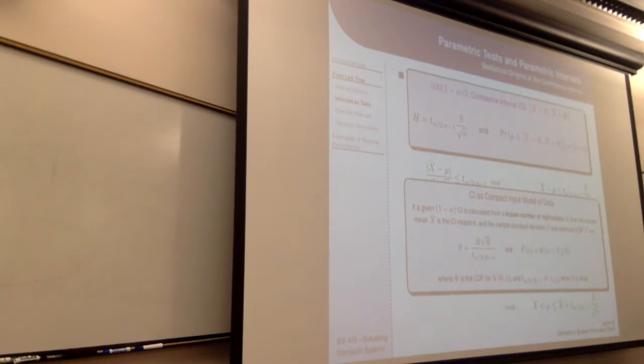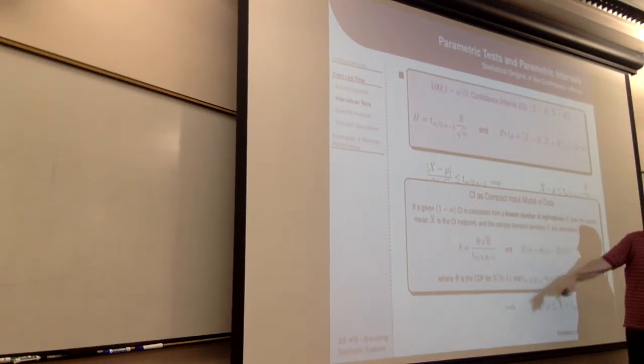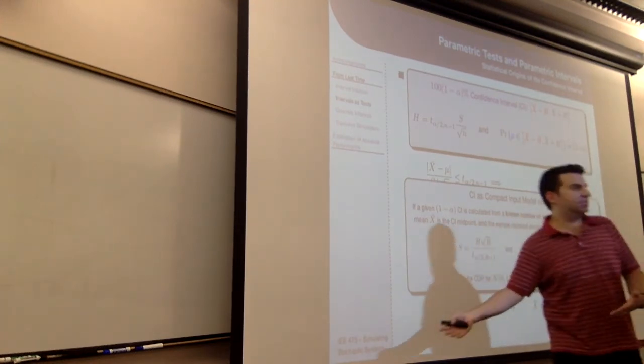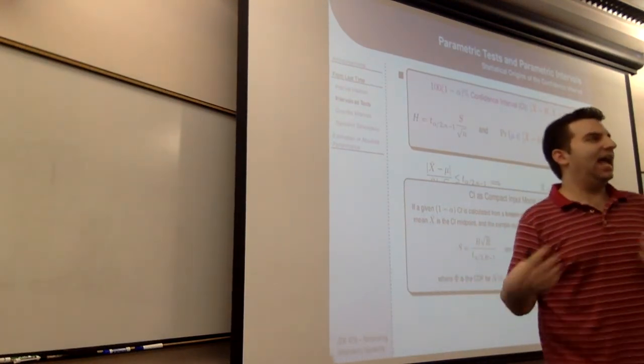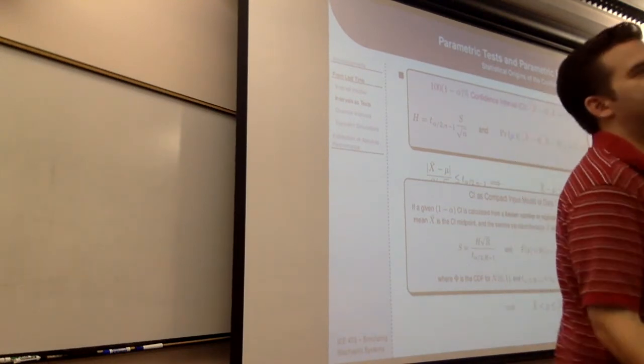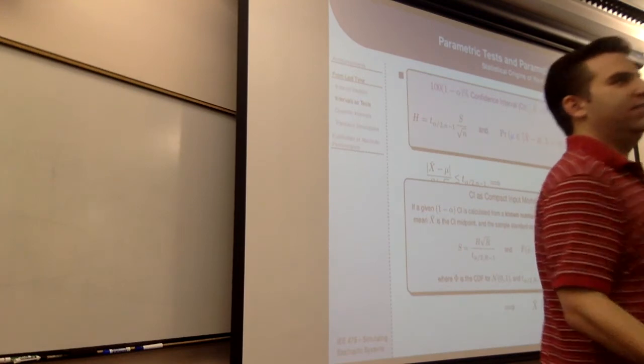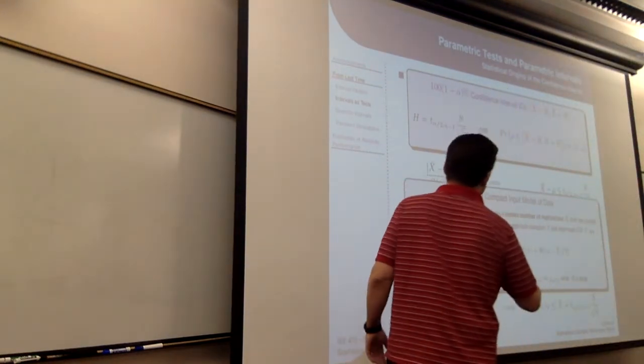And a hint here, which you've already seen in your labs, is that often Arena will give you 95% half-widths, and we might ask you to do arithmetic on those, like convert that into a 90% half-width, or convert that into a standard deviation. That's where these formulas come into play.